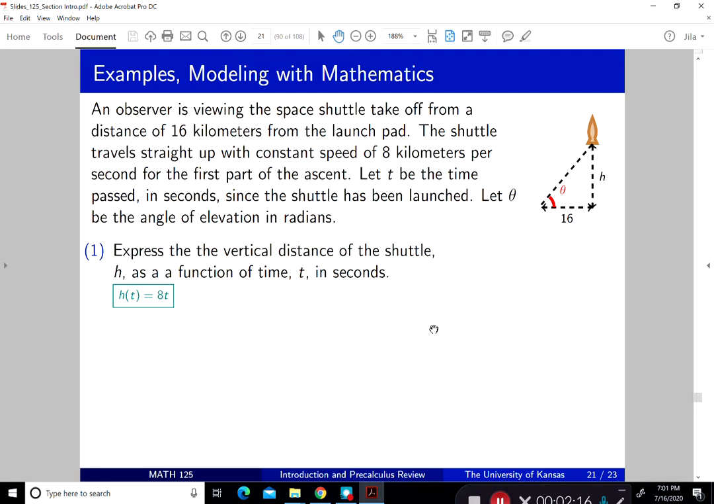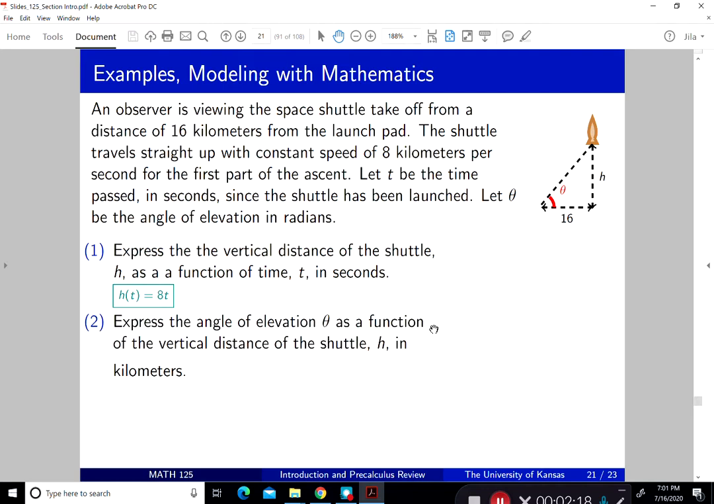Now, the second question: express the angle of elevation theta as a function of vertical distance of the shuttle h in kilometers. The first one was something we knew from the past, how to relate the constant speed to the distance traveled, and in here h is the distance traveled. Now this part of the question is asking to relate theta and h. Theta is over here and h over there.